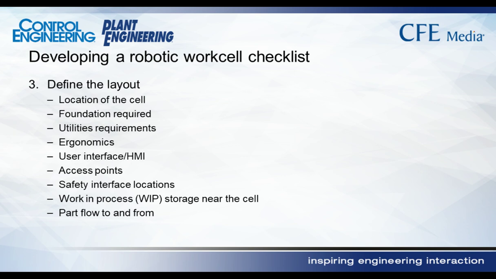At this point, you should have a very solid understanding of the tasks that the robot is to perform, the parts that the robot is going to be working through, and you should be able to now define the layout of the cell. Some fundamental things to think about when you're defining the layout of the cell is the location of the cell. Where will the cell go in the current process?